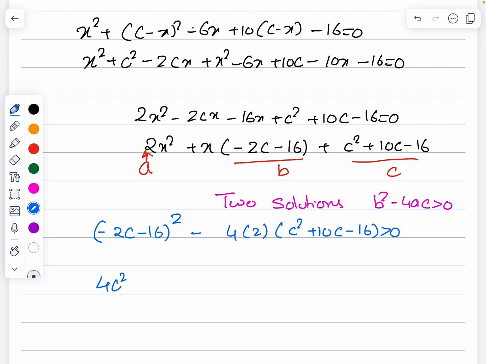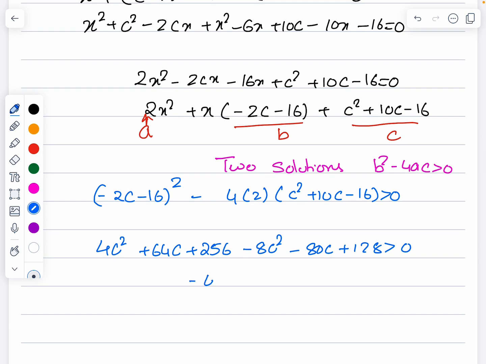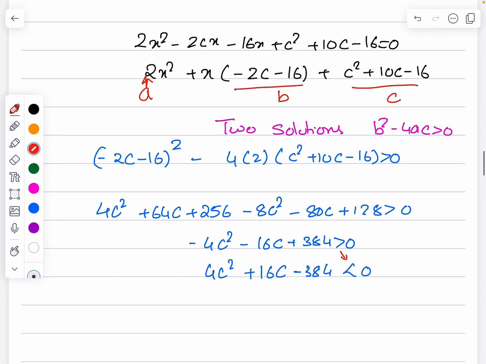So expand it out, 4c square plus 64c plus 256 minus 8c square minus 80c plus 128 is greater than 0. So it becomes minus 4c square minus 16c plus 384 is greater than 0. Divide by minus, it becomes 4c square plus 16c minus 384 is less than 0. Whenever you're dividing by minus, see that the inequality symbol changes. Now divide by 4, it becomes c square plus 4c minus 96 is less than 0.